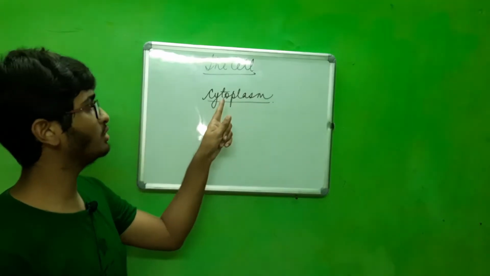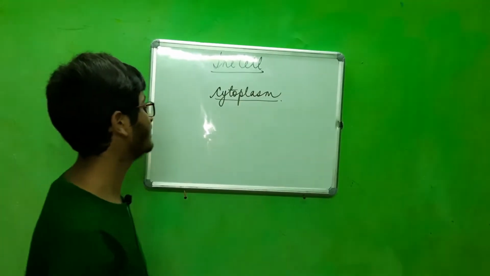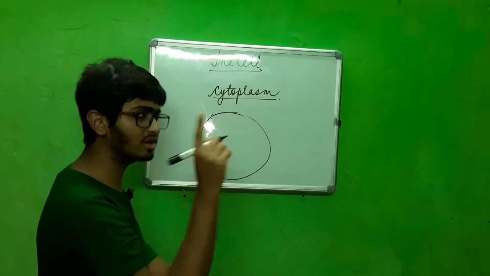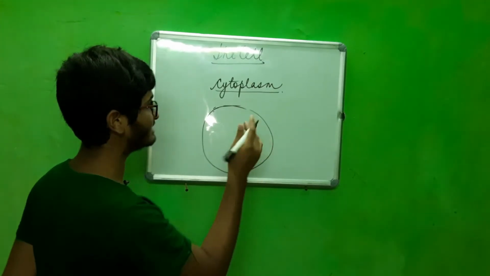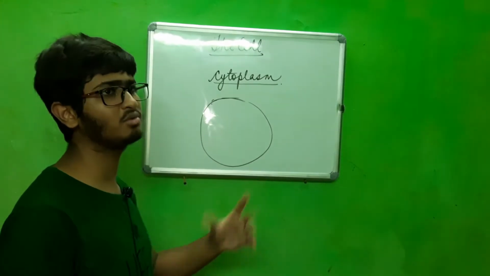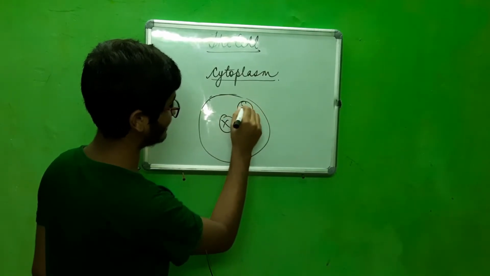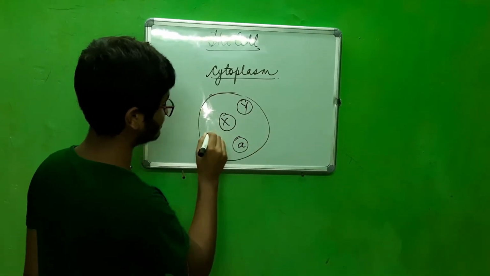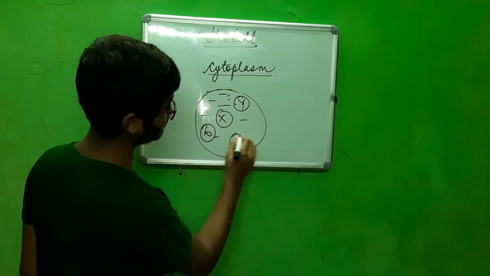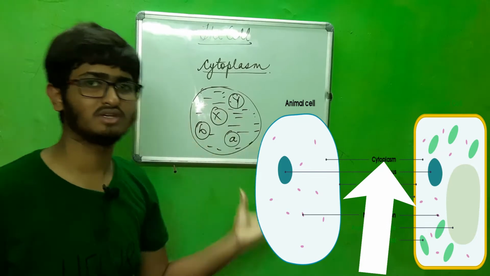Now we will move on to the first and most important cell organelle, the cytoplasm. When we look into a cell, suppose this is a cell. The first and most important organelle is the cytoplasm. Inside the cell there is a semi-fluid like structure. Suppose this is organelle X, this is organelle Y, this is organelle A, this is organelle B. You can see the broken lines which I am making. This part resembles the cytoplasm of the cell.